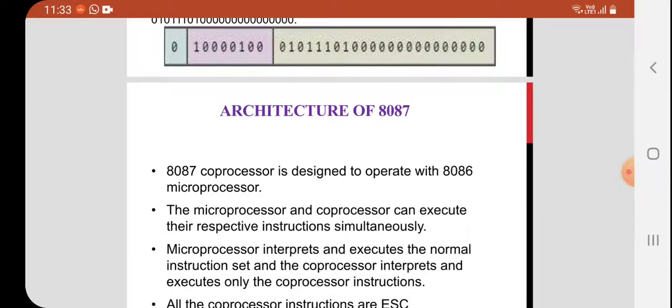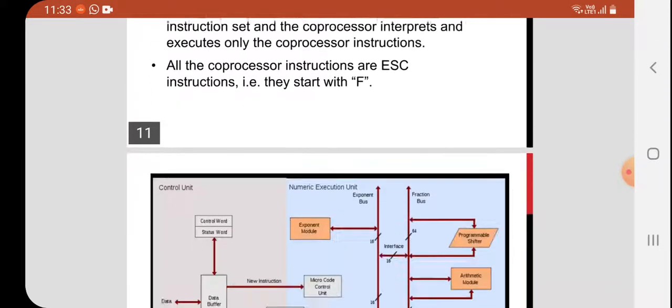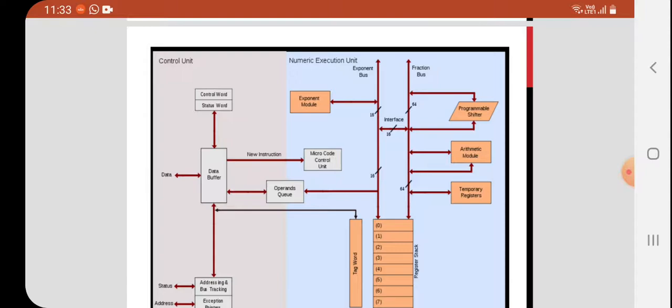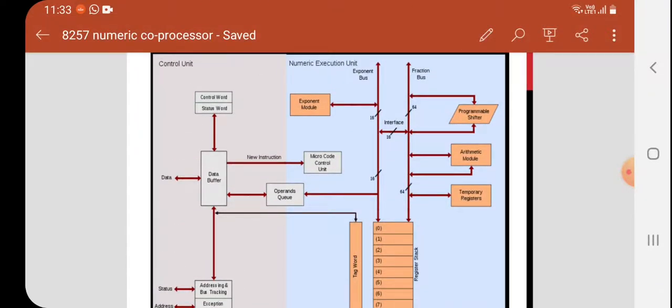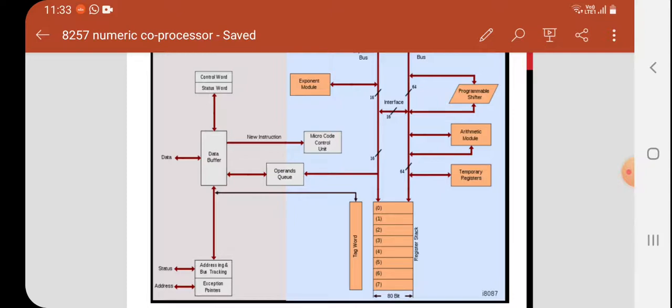Now move on to the architecture of 8087. It has majorly 2 units, the numeric execution unit and the control unit. All the numerical problems, the floating point executions and manipulations will be handled by the NEU, numerical execution unit. The control instructions, the segregation of address and data lines, everything will be handled by the control unit. I can see here, this is the architecture.